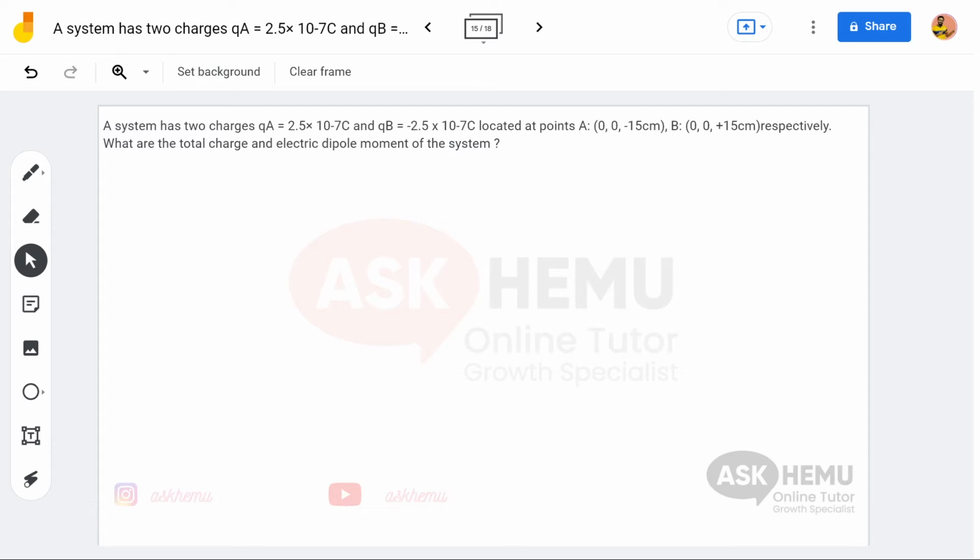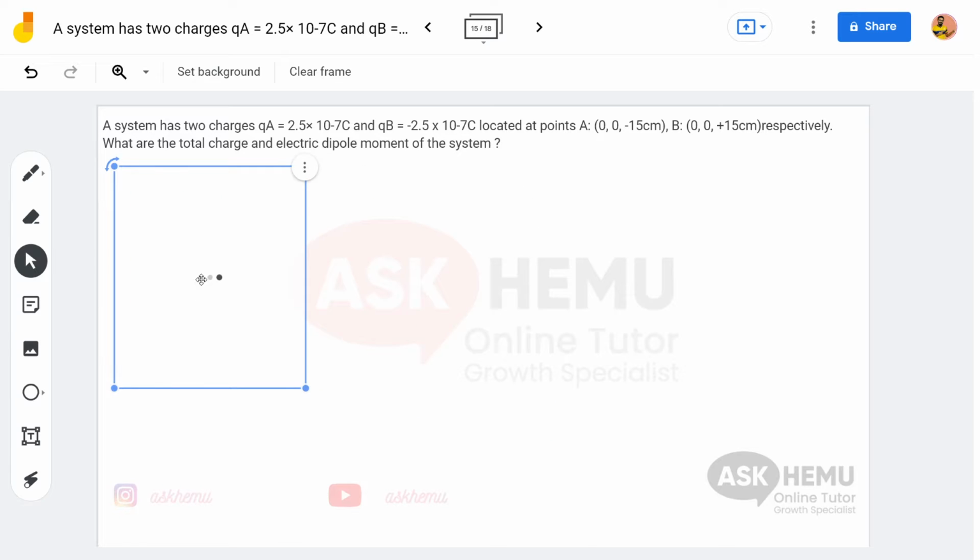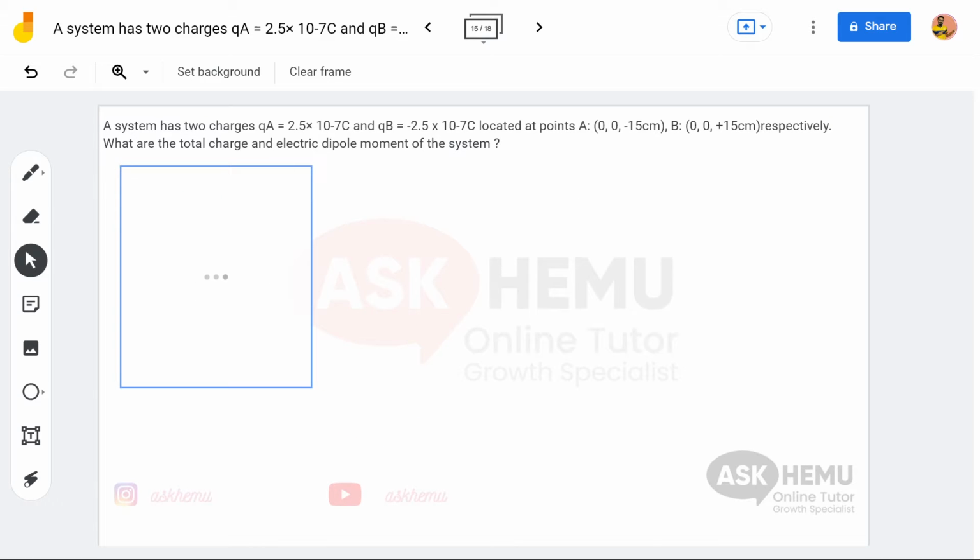A system has two charges, QA and QB, located at two points respectively. And the question is very straightforward. What are the total charge and the electric dipole moment of the system?